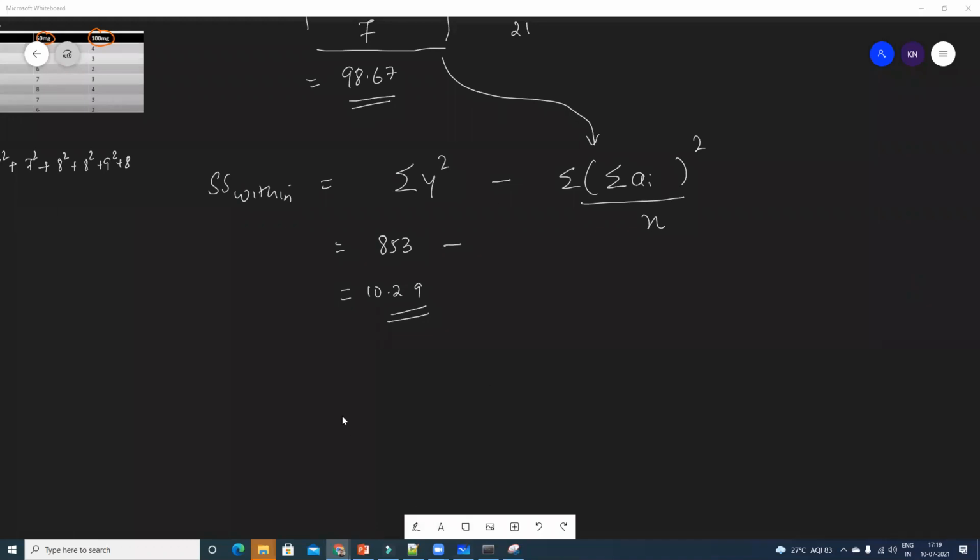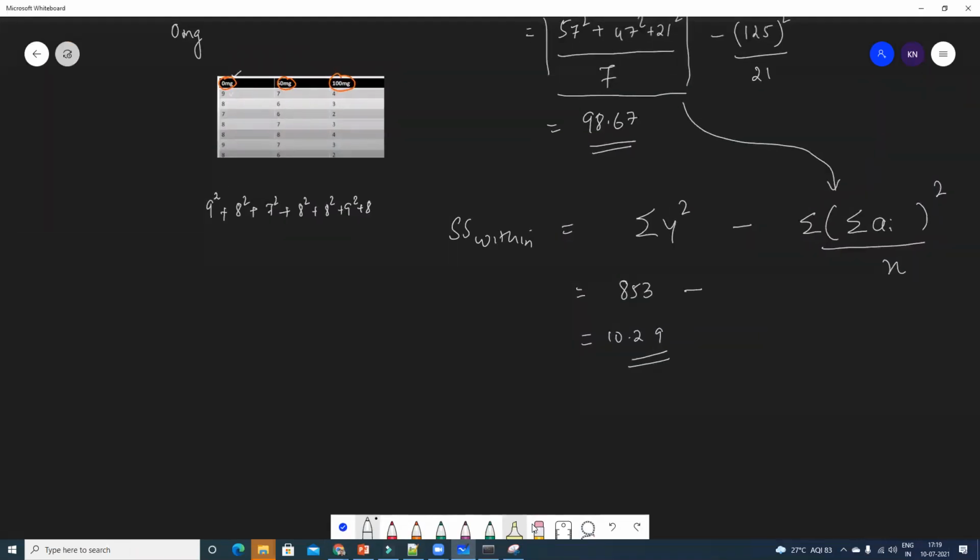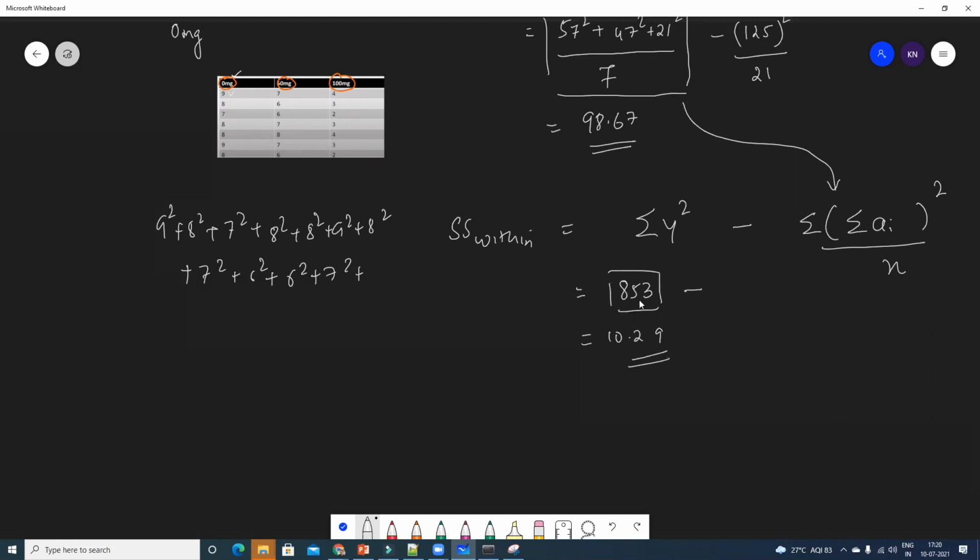Oh, summation of y square. Why are you getting confused with summation of y square? I told you, we have to do the squaring for every element. 9 square plus 8 square plus 7 square plus 8 square plus 8 square plus 9 square plus 8 square plus 7 square plus 6 square plus 6 square plus 7 square, all squaring. And finally, we'll be getting 853. Yeah, this will be 842.71, I hope so. And then you calculate it.